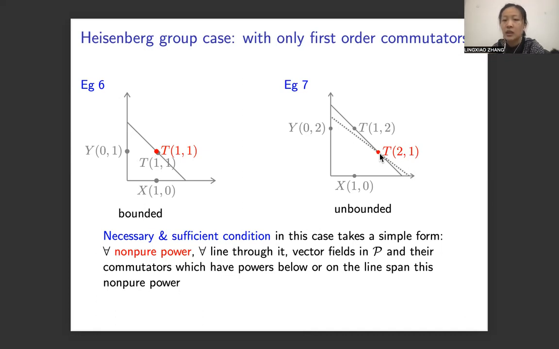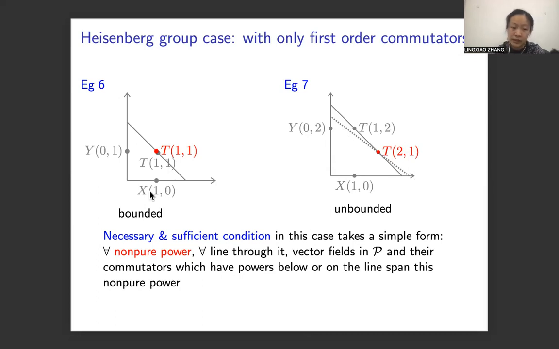1, and let's look at the dashed line through it. The only pure vector fields together with their commutators that lie below the dashed line are x and y, which do not span T, the non-pure vector field. So the operator is unbounded.